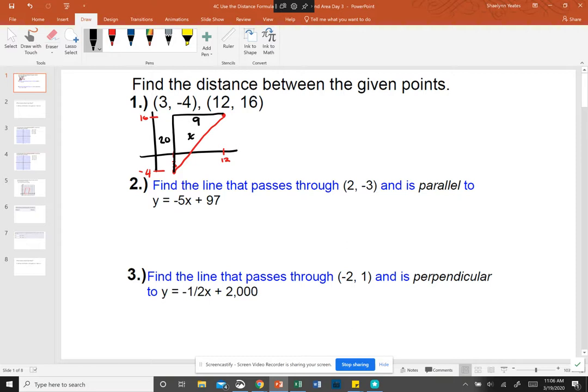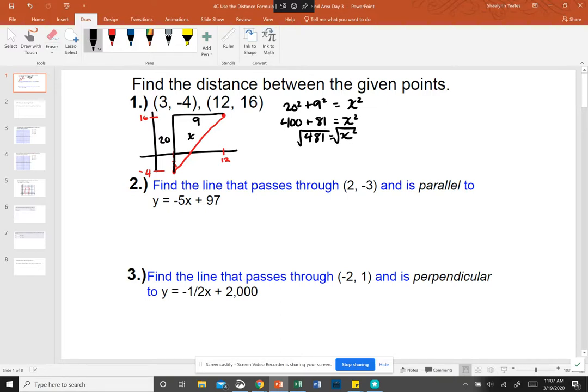So now I can use Pythagorean theorem, which says 20 squared plus 9 squared equals x squared. See how I labeled this line x? That's why I'm calling it x squared. Now, if I do 20 squared, that'd be 400, and 9 squared is 81, equals x squared. So this is going to be 481 equals x squared.